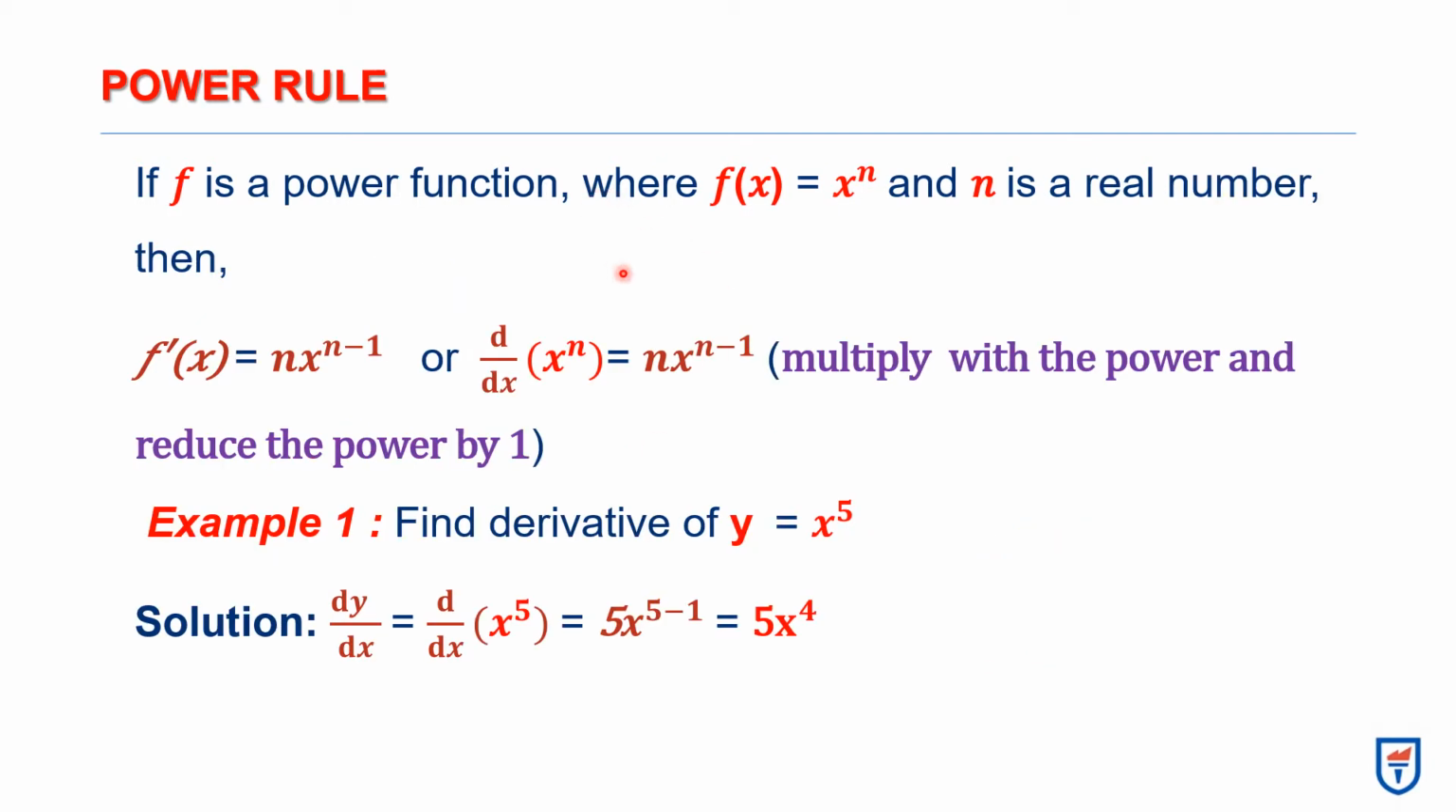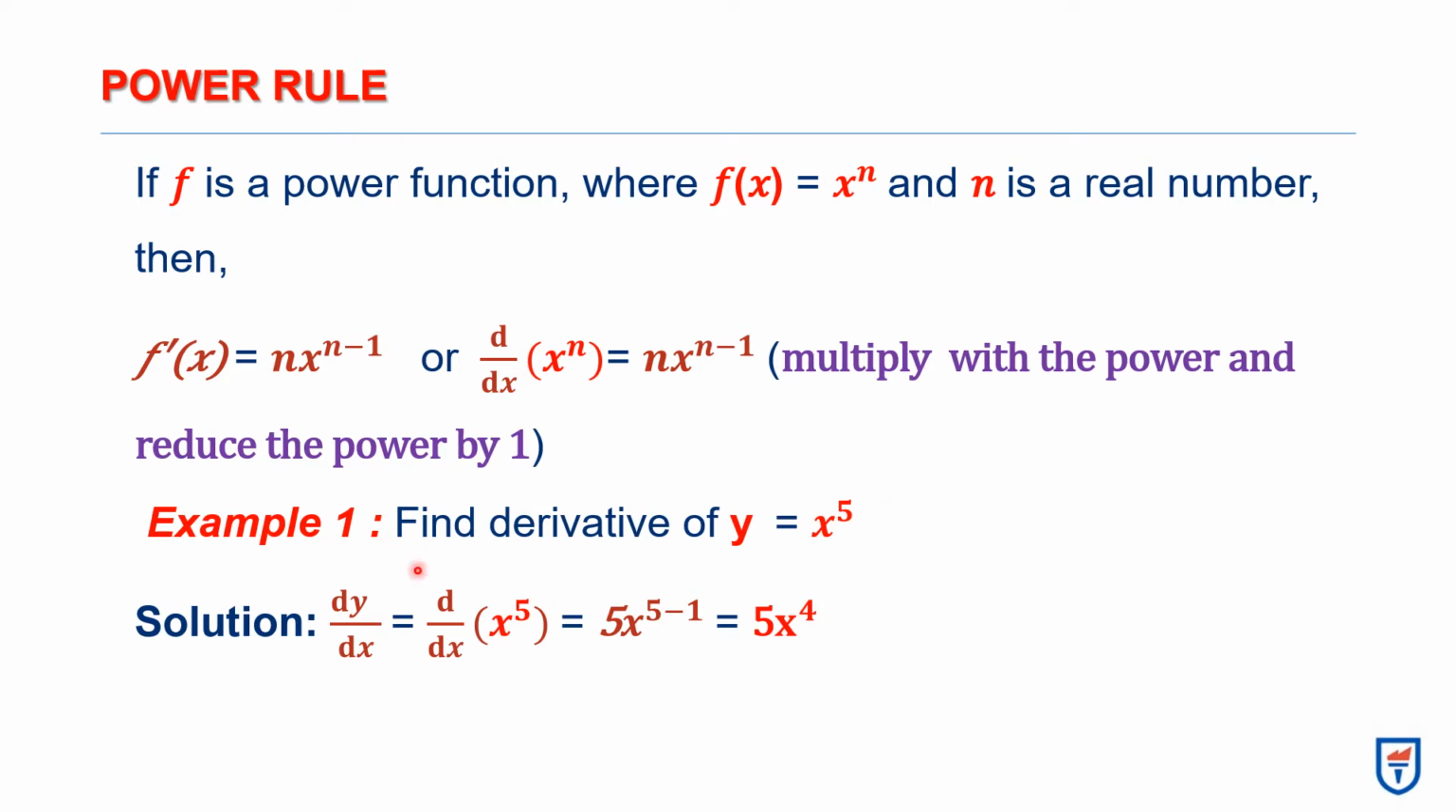Our second differentiation rule, which is the power rule, states that if a function f is a power function where f(x) is equal to x to the power n and n is a real number, then the derivative of our function f(x), which is f'(x), is equal to n x to the power n minus 1. We can write the derivative as d/dx of x to the power n, which is equal to n x to the power n minus 1. So the process of differentiating any function that has a power is by taking the power, which is n, and multiplying n with x to the power n minus 1. So we multiply with the power and then we reduce the power by 1.